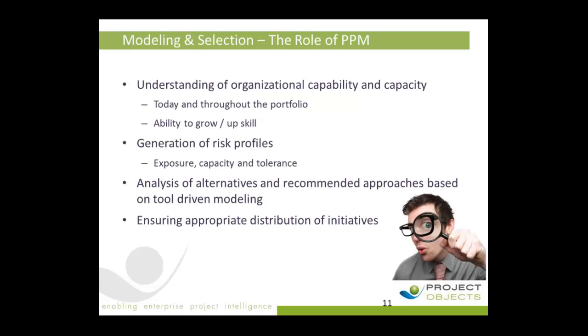Portfolio management can also help with analysis of the alternatives, identifying recommended approaches based on tool-driven modeling, and then ensuring appropriate distribution of the initiatives. And those last two points are about making sure that we've got the right balance: the right financial balance, return and investment; the right risk balance, because that obviously has financial implications; the right distribution of work across capability, across capacity, and just balance in the organization. And also the right balance for the goals and objectives of the organization.